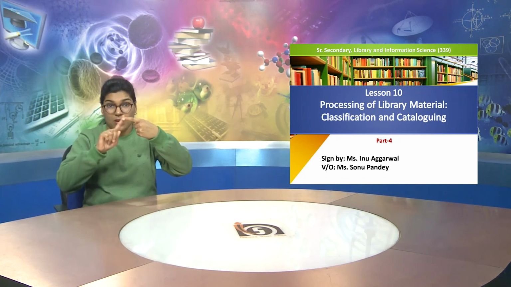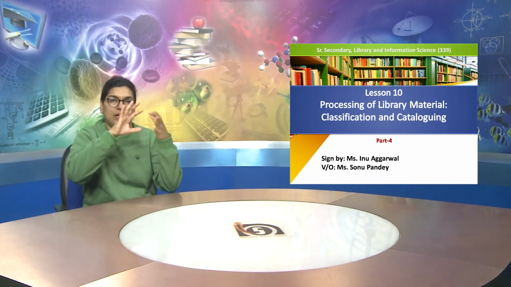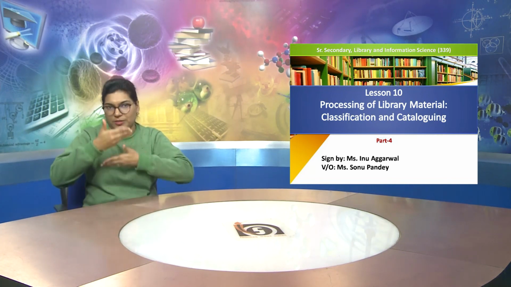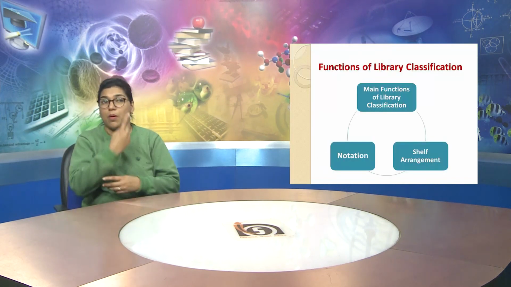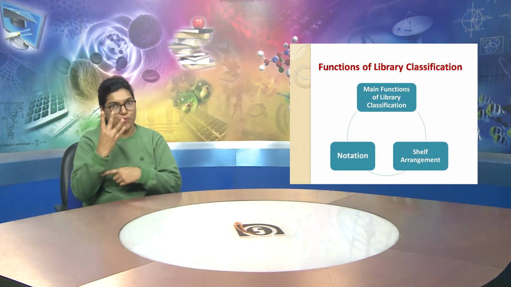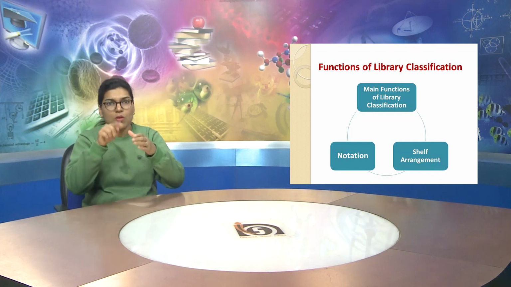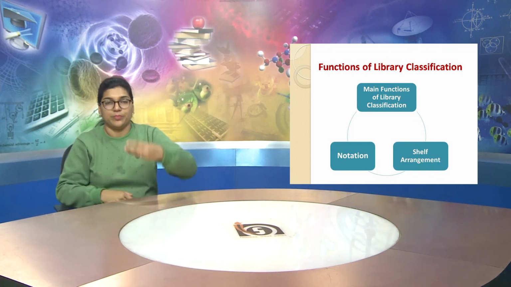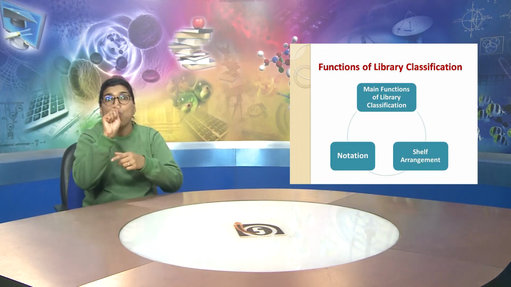In this lesson, we will be discussing the two main processes. The first one is classification and the second is cataloging. This video is part 4. We already covered a few contents of this lesson in previous parts from 1 to 3. Now in this section, we would be discussing the functions of library classification.